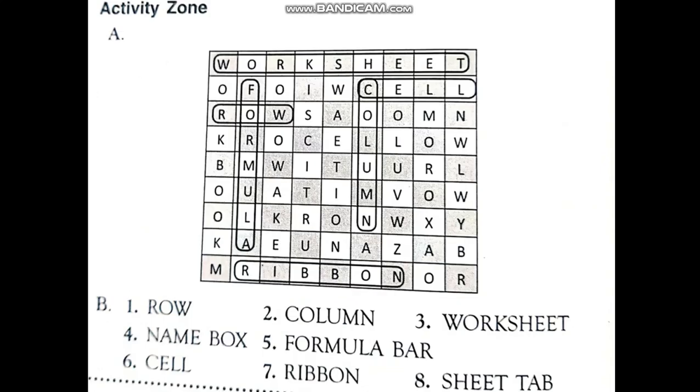Okay. Next, activity zone. Activity zone, you do as homework and verify your answer with this answer. Two activities are there, A and B. So by seeing this, first you do in your book and verify this answer.